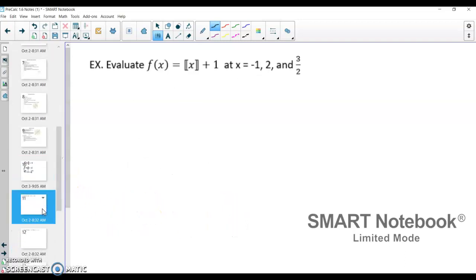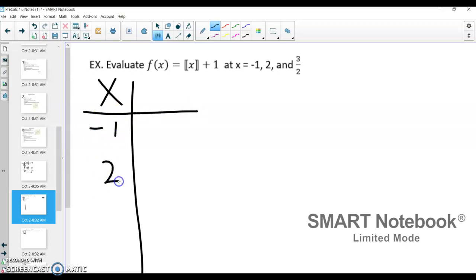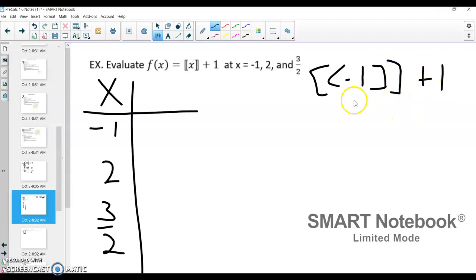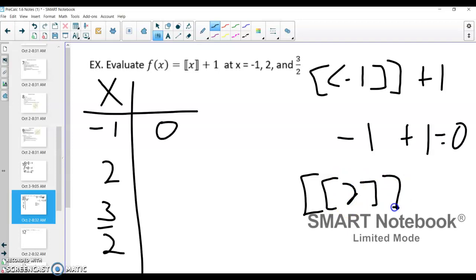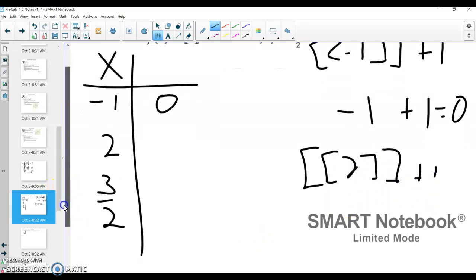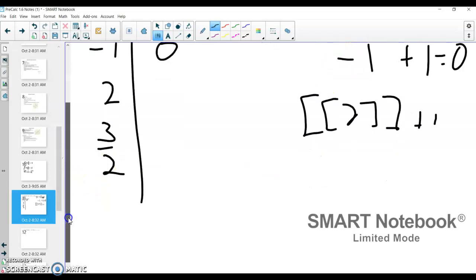So we'll see another couple here. We're going to use our function and plug in negative 1, 2, and 3 over 2. So our x's are going to be negative 1, 2, and 3.5. Plugging in negative 1, we get double bracket negative 1 plus 1. That negative 1 is already a whole integer, so it's going to stay at negative 1 plus 1. It's going to give us 0. Plugging in 2, double bracket 2. It's already at 2. It doesn't need to round down, just like the negative 1 didn't. So that's 2 plus 1, and that gives me 3.